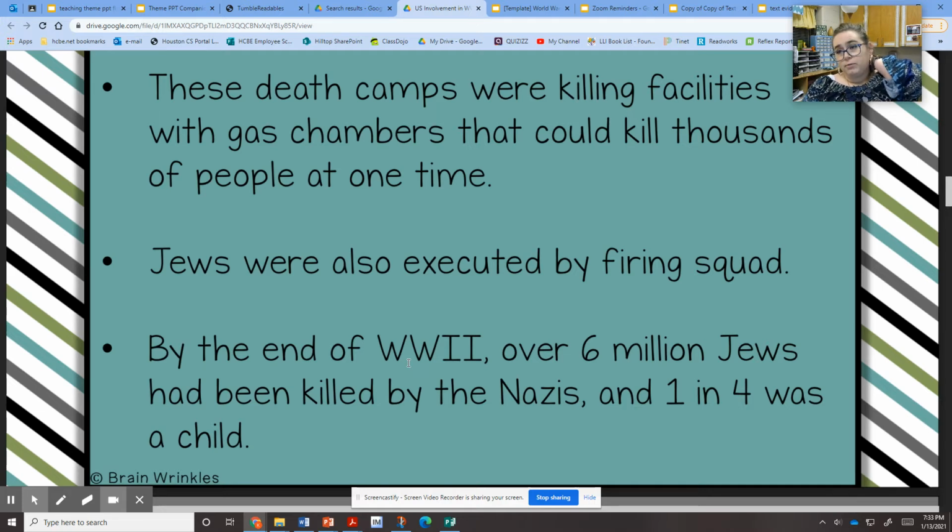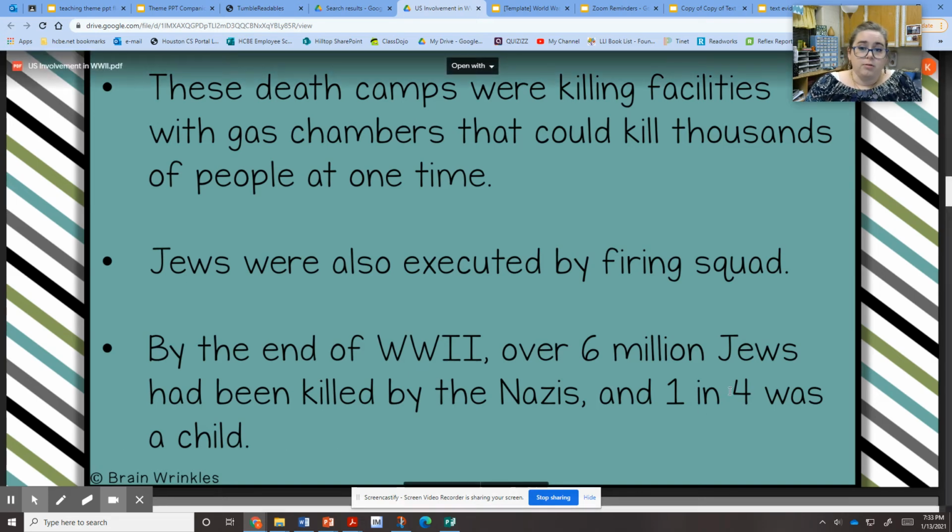If you got 4 of our students in a line, one of them would have been killed. How many students do we have? We have 16. So that means out of our 16, 4 of the students as children would have been part of this. It's terrible to think about.